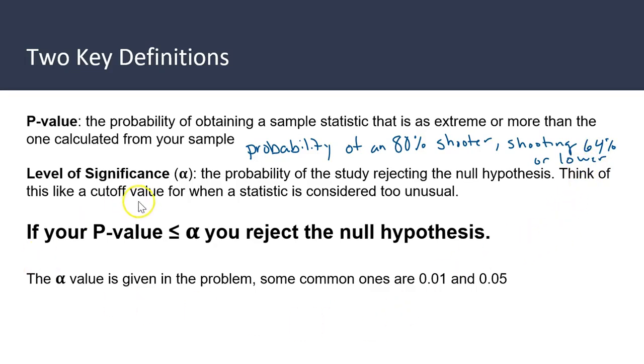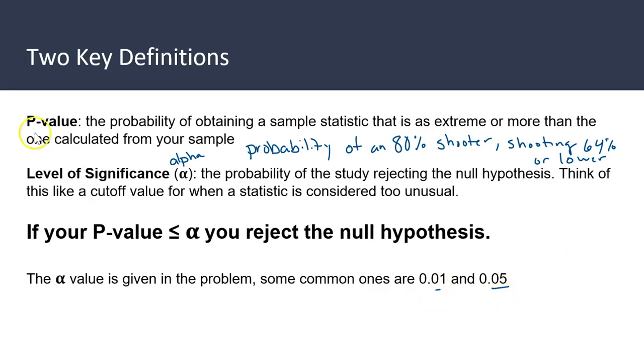And then our level of significance, this little thing right here, is the Greek letter alpha. Alpha is the probability of the study rejecting the null hypothesis. So we're going to think about this as a cutoff value. Here are some common alphas: 0.01, 0.05. So I'm saying if the probability of something happening is lower than 0.05, I'm going to say that's too unusual. Or 0.01, or whatever the alpha is.